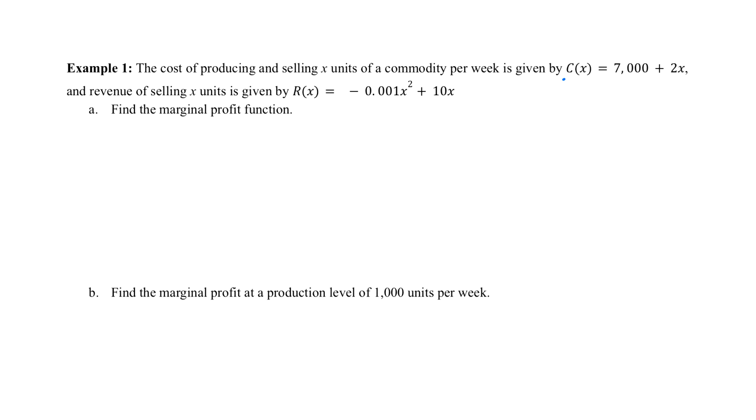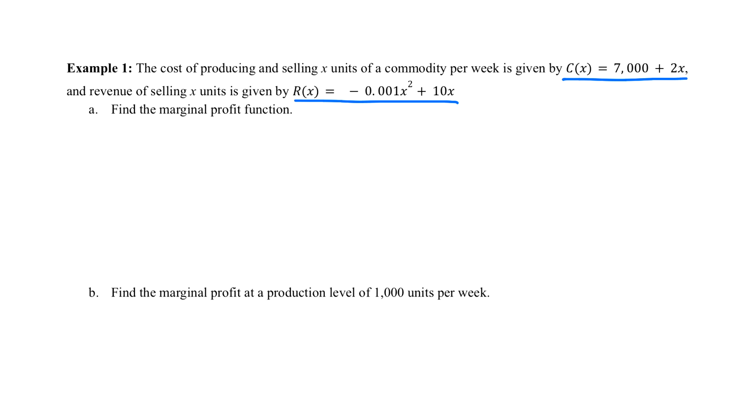All right, we're going to take a look at an example where we're going to explore marginal profit. So in example 1, we have the cost of producing and selling X units of a commodity per week is given by C of X equals 7,000 plus 2X, and the revenue of selling X units per week is given by R of X equals negative 0.001 X squared plus 10X.